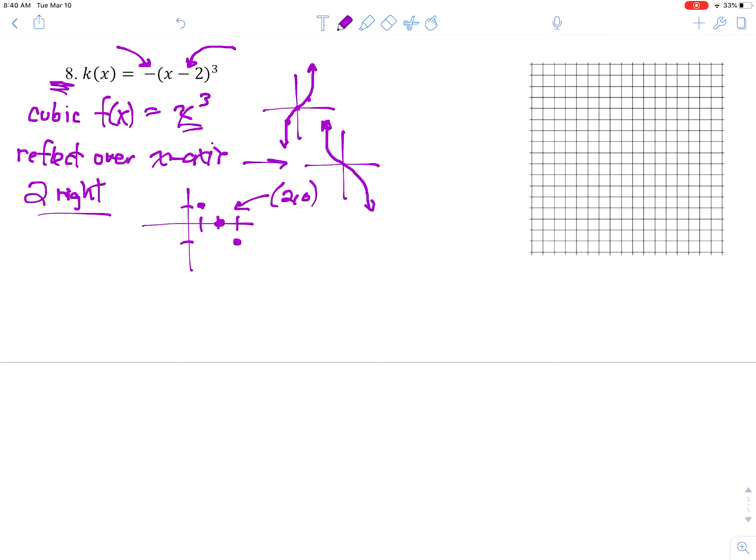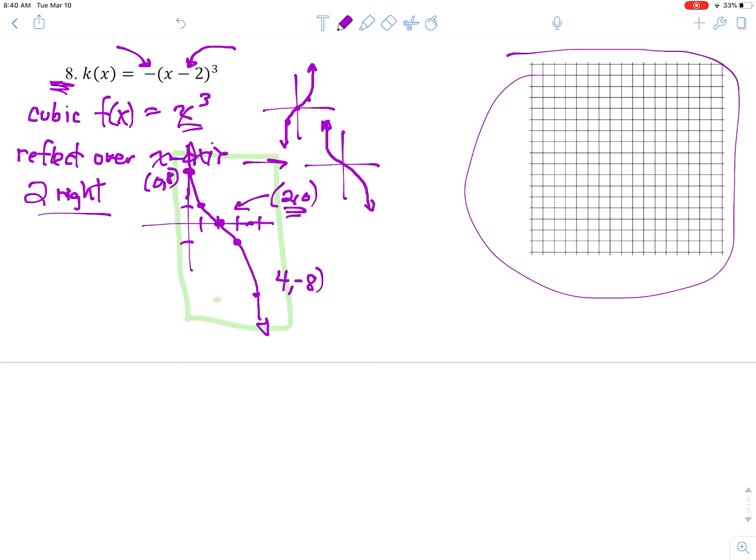Then when I go 2 out from the center, I go 8 up. This is not to scale, but that's (0, 8). And then if I go 2 to the right and 8 down, that's going to be (4, negative 8). So before I even put it on the graph, I know 5 of my points. I know where the action is going to happen. Looks like I'm going to be mostly in quadrant 1 and quadrant 2. So that's how you can use this grid to make it so that your function is nicely centered.